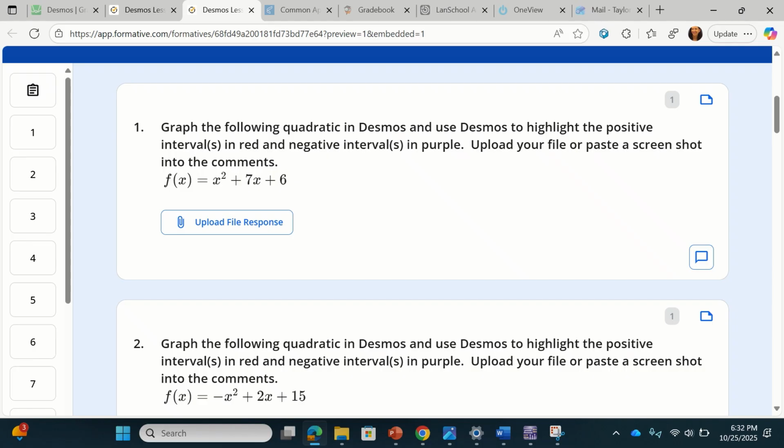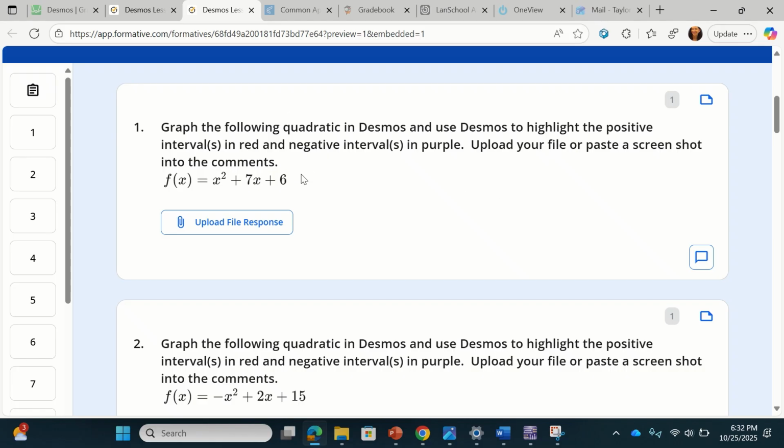Okay, so for this, we're going to start off with this. Graph the following quadratic in Desmos and use Desmos to highlight the positive intervals in red and the negative intervals in purple. And so this is new. We've done a lot of increasing and decreasing, and hopefully you have already done those questions in the actual assessment, because if you haven't, it's going to be tricky getting that content straight with this content. But we're going to do positive intervals in red and negative intervals in purple. Upload your file or paste a screenshot into the comments.